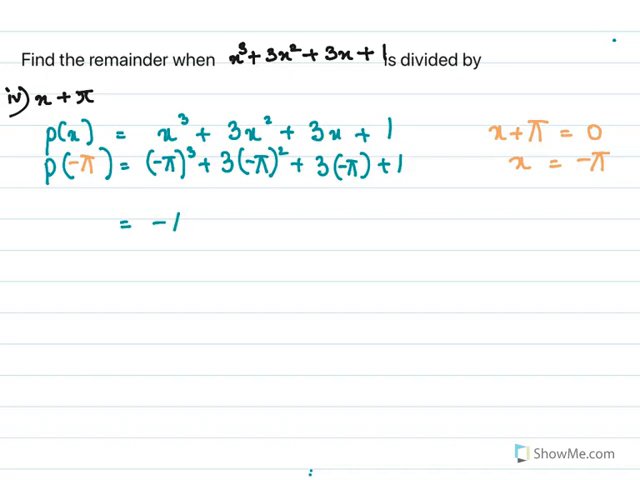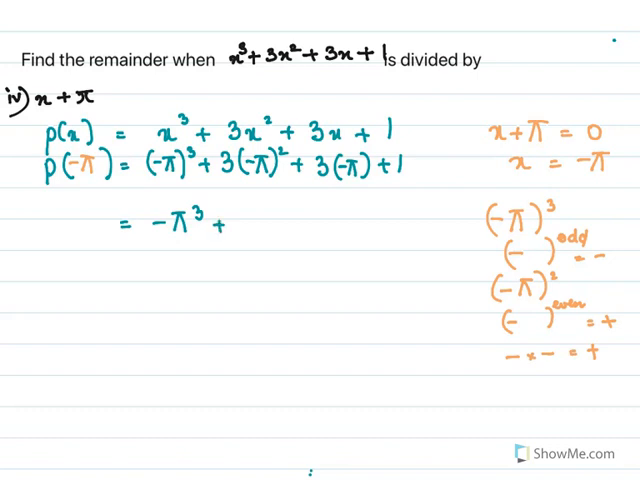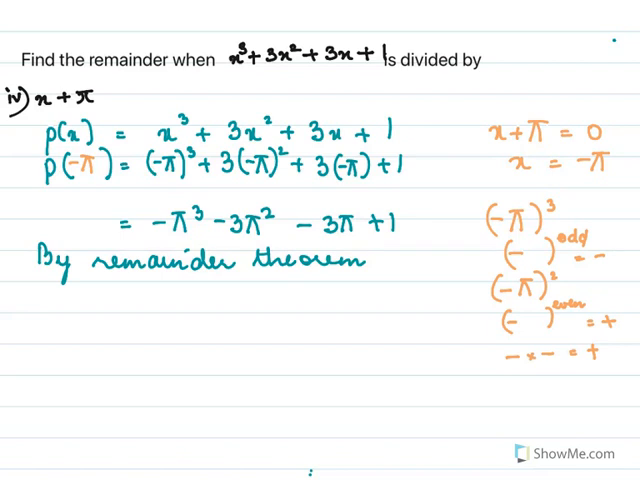Minus pi the whole cube will be minus pi cube, because you need to remember that minus raised to odd is minus. Now minus pi square: remember, 2 is even, and minus raised to even is always plus, because minus into minus is always plus. So this would be 3 pi square, and this would be minus, so I have to do minus 3 pi plus 1. So this is the remainder. So by the remainder theorem, you need to write this statement.